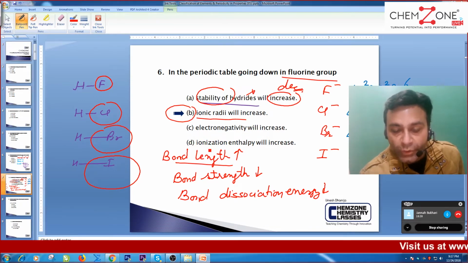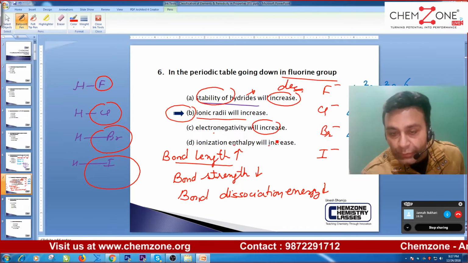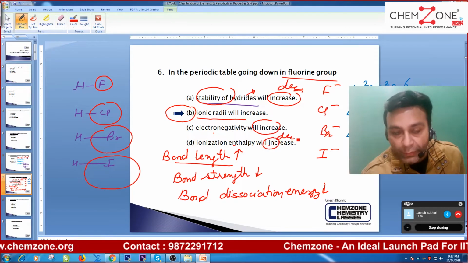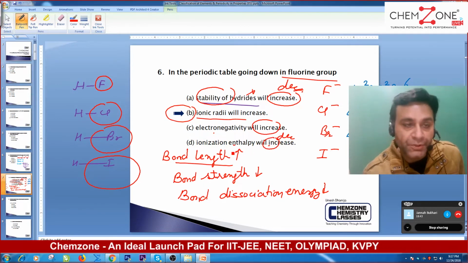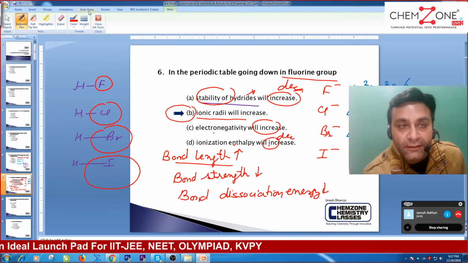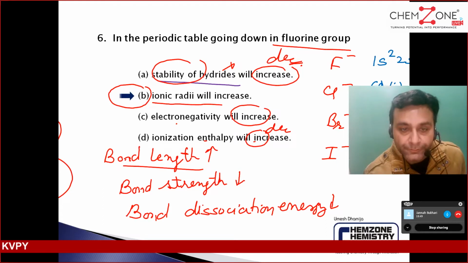Okay. C and D are wrong. Electronegativity decreases here. Enthalpy of ionization also decreases here because of increasing size. Right, so the correct answer is the B option. Correct answer, right. Getting me? Okay.